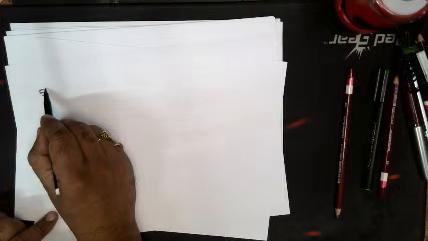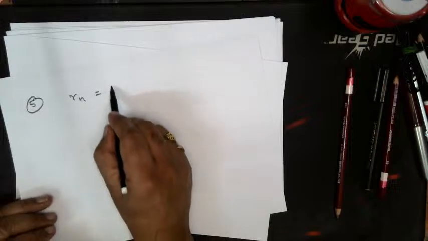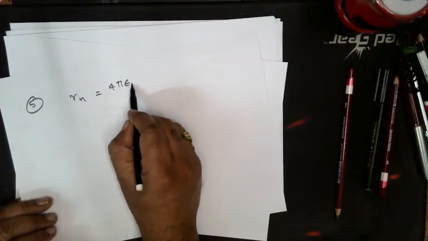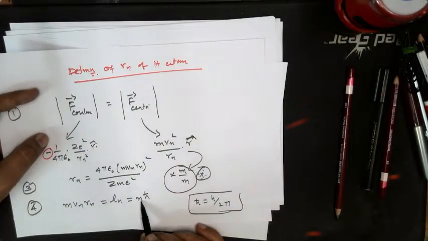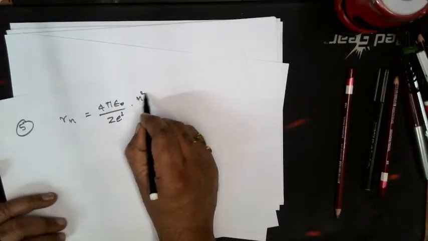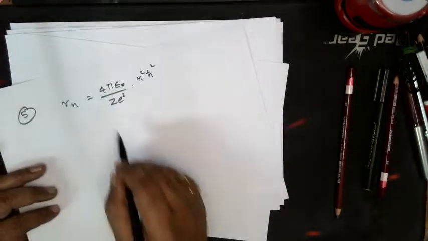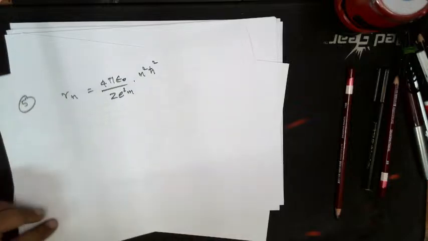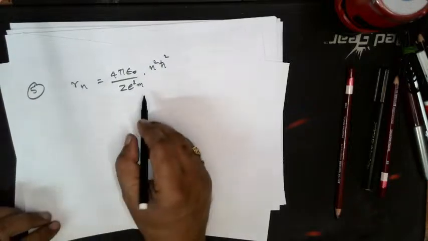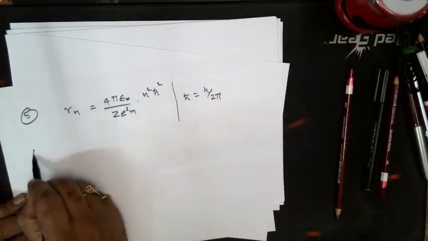Fifth step. What is that? Rn is equal to 4 pi epsilon divided by Z E squared into n squared h bar squared. This is another important equation: n squared h cross square. Are you able to follow? Yes, sir. And never forget to put m, E squared m. And finally we replaced this by h by 2 pi, so h bar is equal to h by 2 pi.